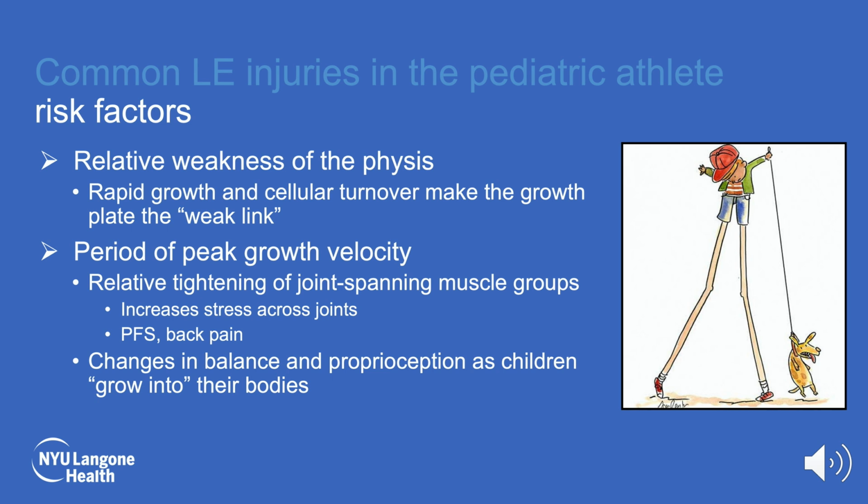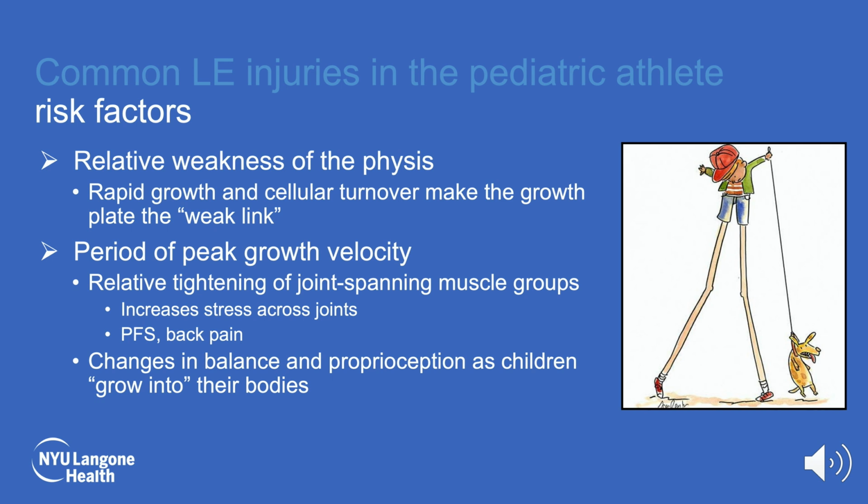First, I wanted to start by reviewing some common lower extremity injury risk factors for young athletes. One of them is the relative weakness of the growth plate. We know that rapid growth and cellular turnover make the growth plate the weak link in the chain and the area most at risk for injury. In addition to the presence of an open growth plate, the period of peak growth velocity is a time when kids are particularly prone to injury.